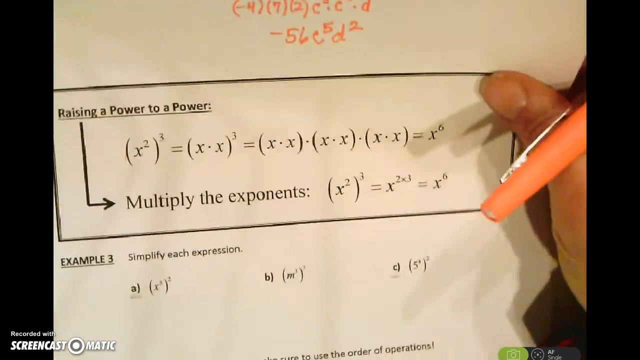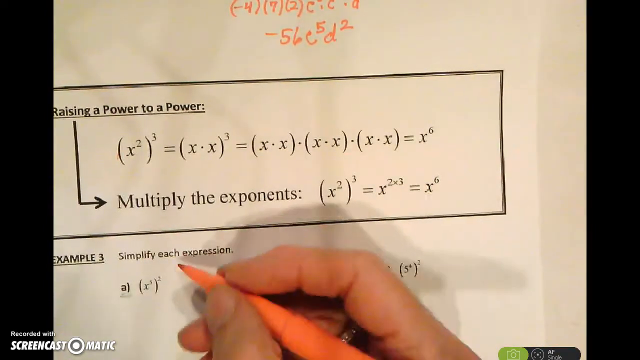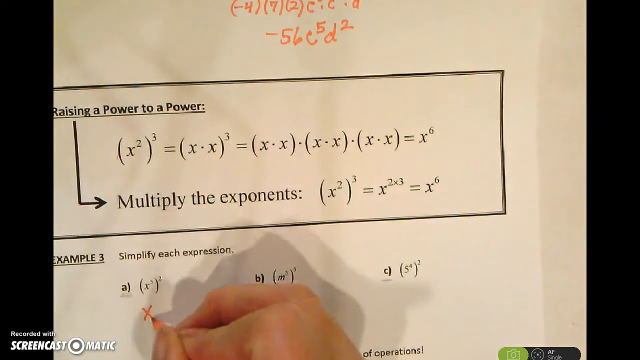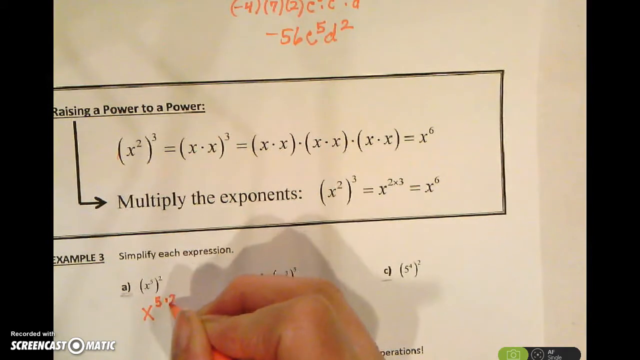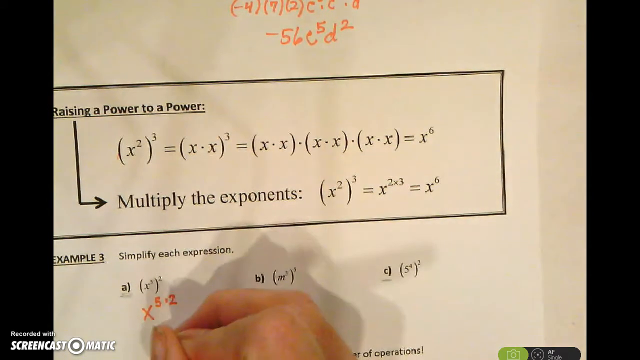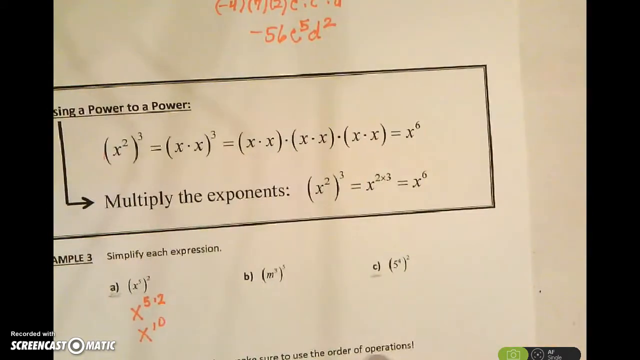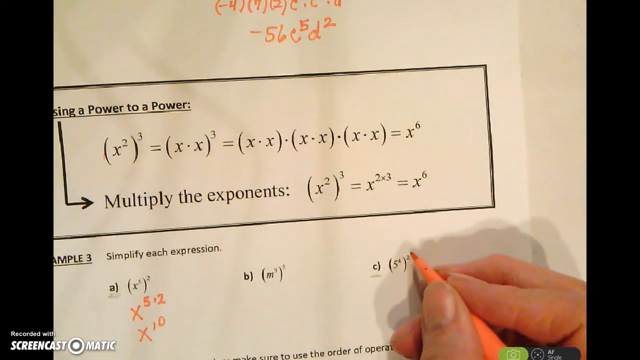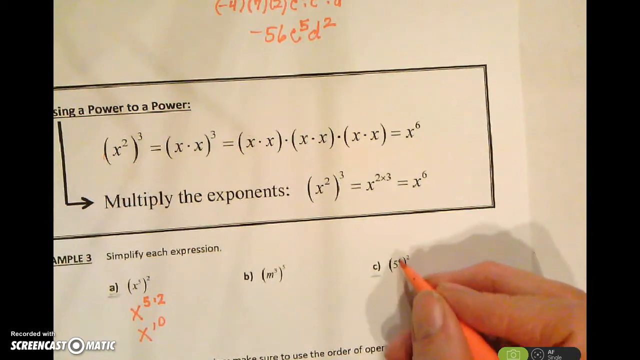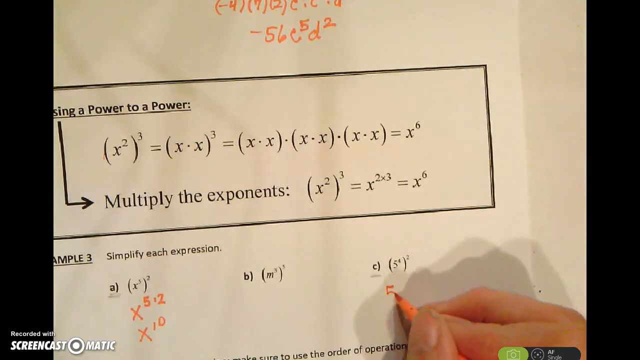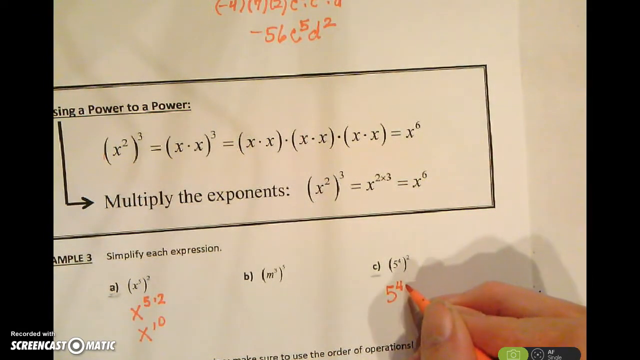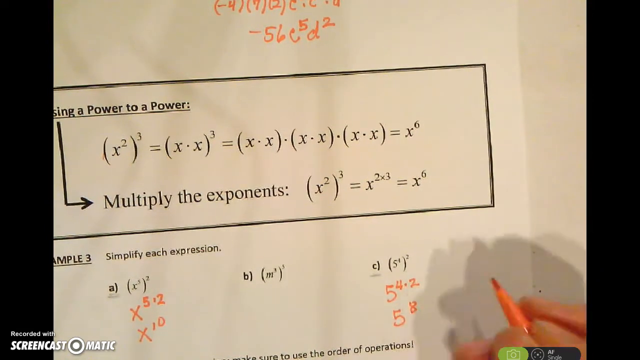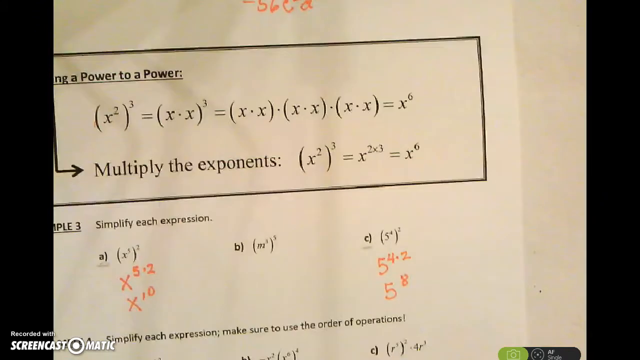All right, so let's look at some examples. Here I have x to the 5th, then raised to the 2nd. So I'm going to multiply 5 times 2. I have a power to a power, and that's going to be x to the 10th. And over here, I have 5 to the 4th raised to the 2nd. So again, a power to a power. So I'm going to multiply my exponents, 4 times 2, and that gives me 5 to the 8th.